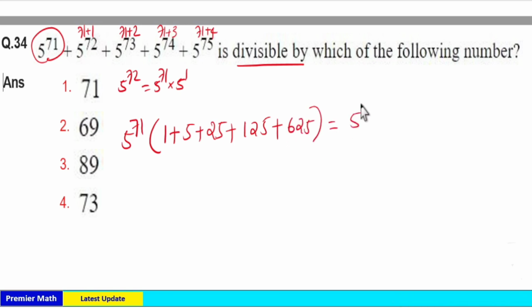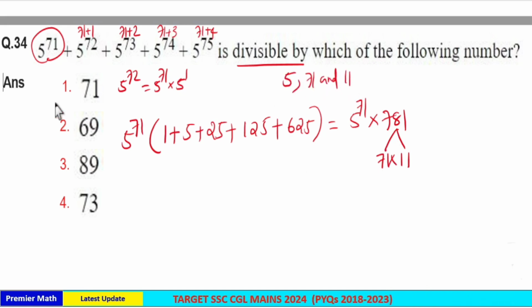Now 5 raised to 71 into 625 plus 125, 750, plus 25, 775, plus 5, 780, 780 plus 1 is 781. So here 781, I can write it as 71 into 11. So 71 into 11 is 781, which means this whole term is divisible by 5, 71 and 11. So option 1 is your answer. 781 is a multiple of 71 and 11. So the whole term is a multiple of 5, 71 and 11.